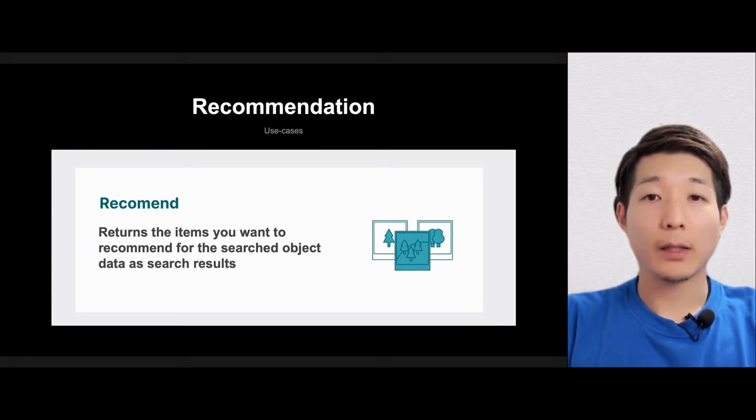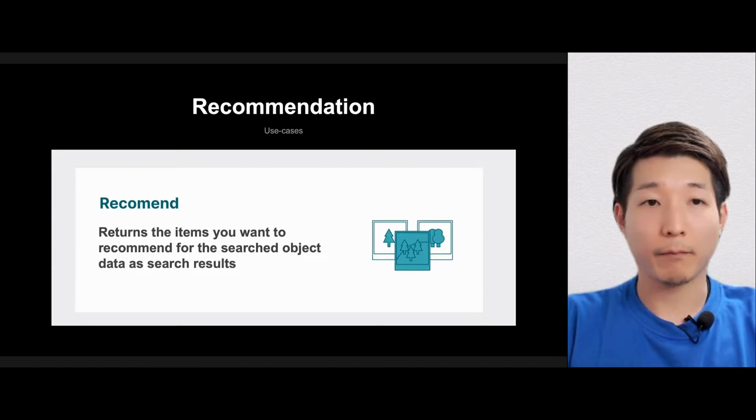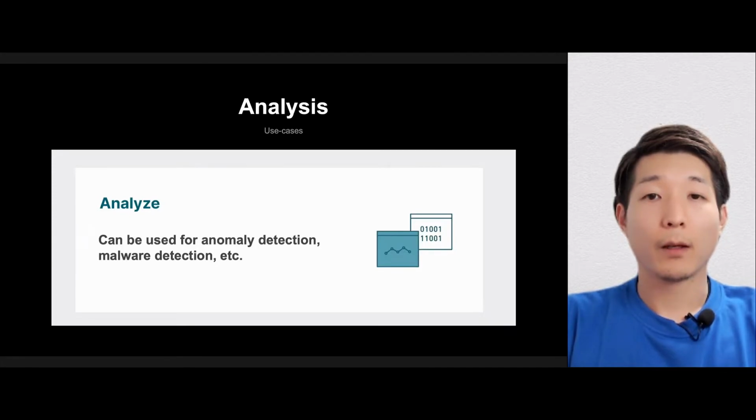In recommendation, for the object data to be searched, you return the search result as the item you recommend. On EC, recommendable products and merchandise and personalized internet advertisement are the possible applicable areas.